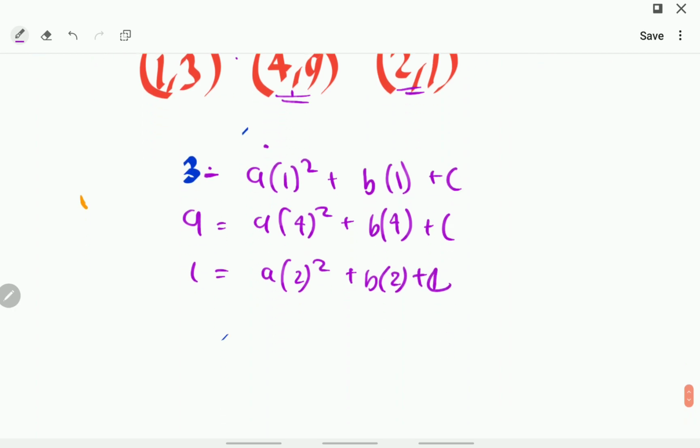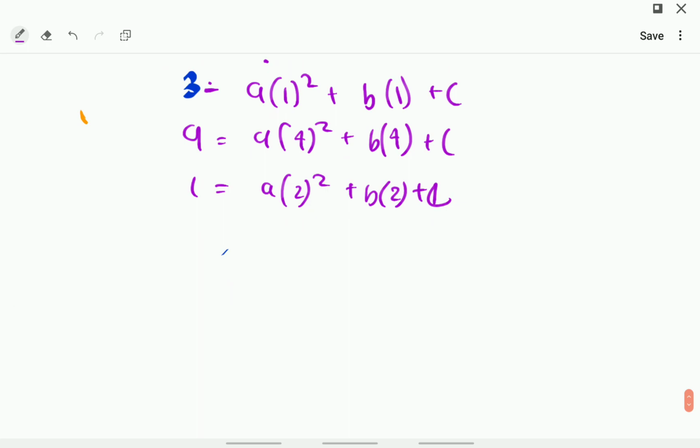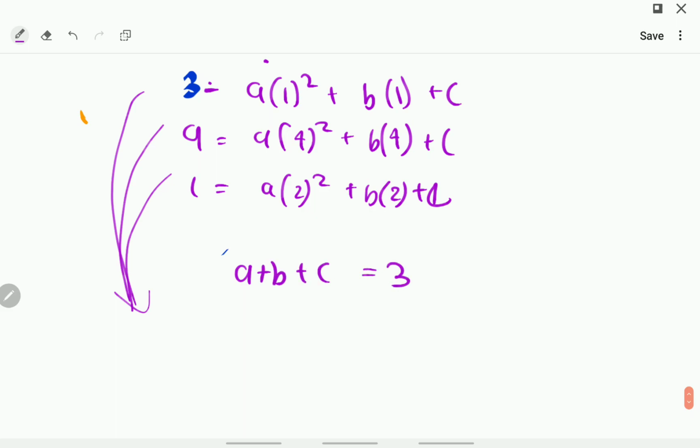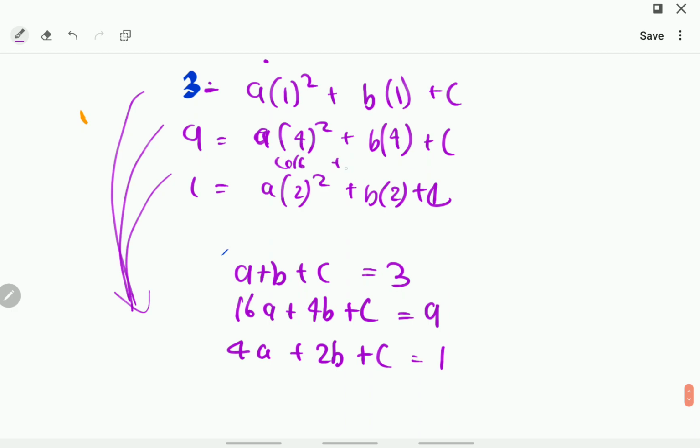Okay, now that we have everything in this format, let's simplify everything. Simplifying, we get a plus b plus c is equal to 3 for the first one. For the second one, we get 16a plus 4b plus c is equal to 9. And for the third one, we get 4a plus 2b plus c is equal to 1. 4 squared is 16, so 16a plus 4b plus c. That's exactly what we wrote down here. We're just opening up the brackets. Simple, right? Simple.